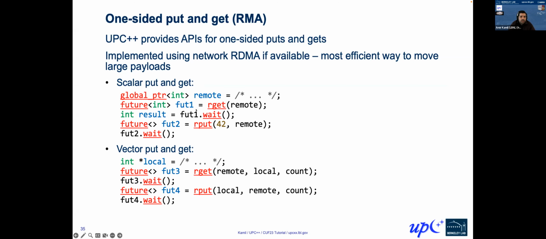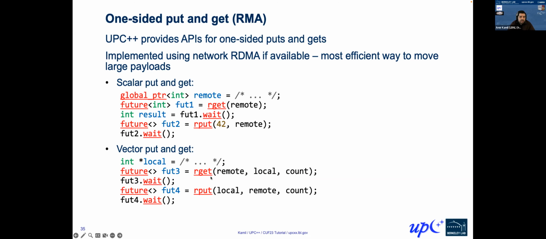All right, so again, the scalar versions are doing a get or a put of a single data value. We also have vector versions that allow us to do gets and puts on not just a single value, but like an array of values. And in that case, what we need to specify is the source memory, the target memory, and then the number of elements that we want to transfer.